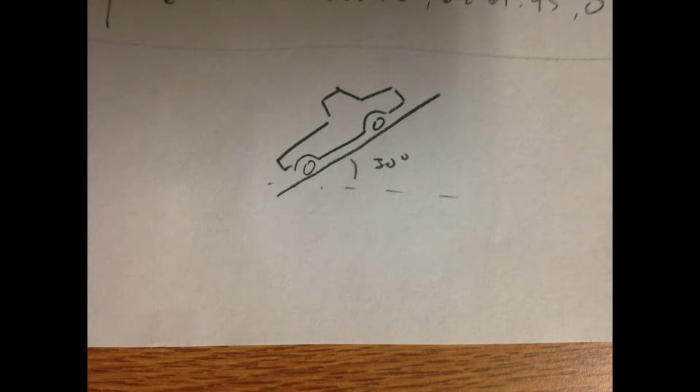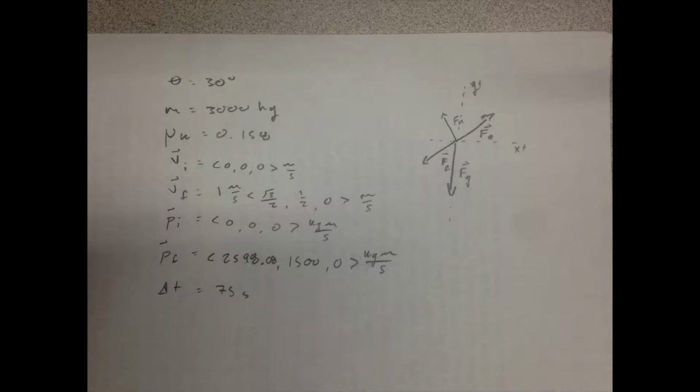We're going to be looking at a truck that's going up a muddy 30-degree incline. The mass of the truck is 3,000 kilograms. The coefficient of kinetic friction between mud and the tire is 0.158, and the truck starts from a standstill.